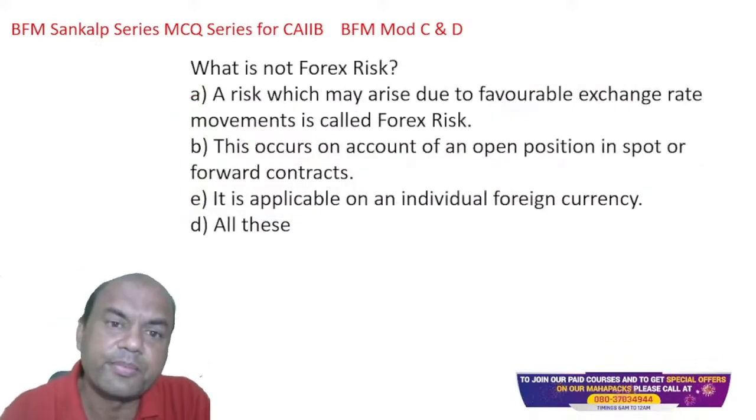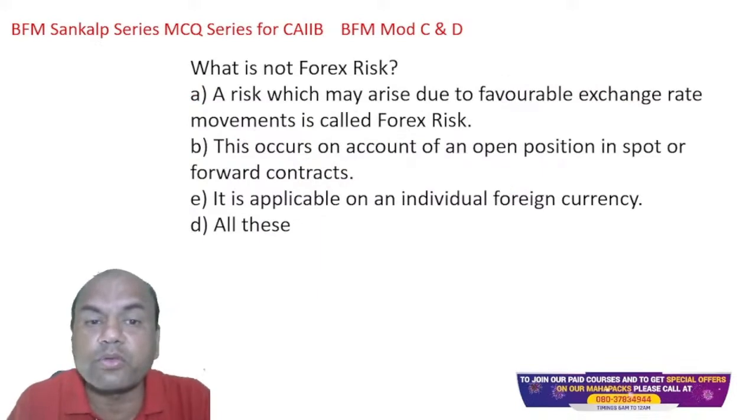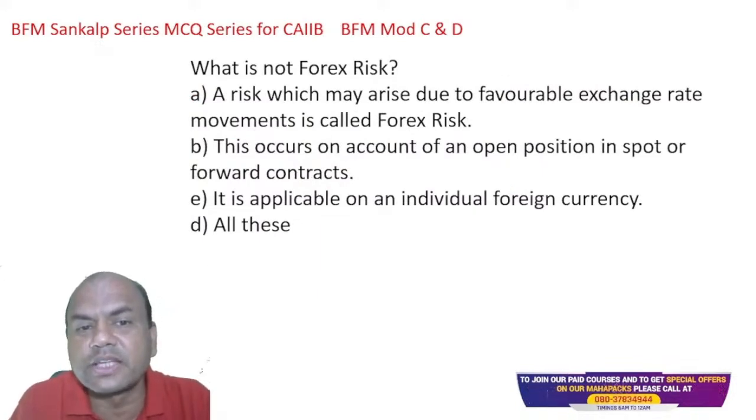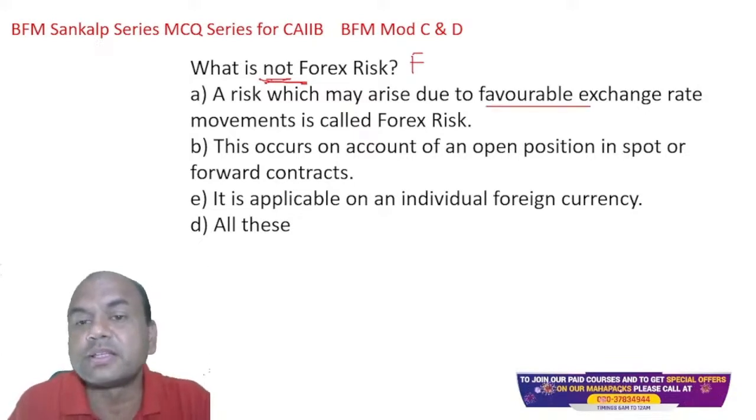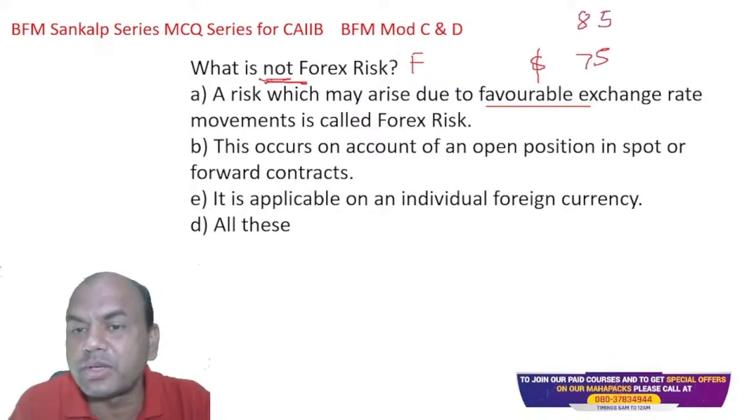What is not a forex risk here? That's why they ask you these negative questions. Not. So we want not. False again. A risk may arise due to favorable exchange rate movements in the forex. It's called forex risk. Favorable means I buy dollars for, let's say, 75 rupees, and now the dollar rate is 85 rupees. So is this a risk to me? I have purchased it.